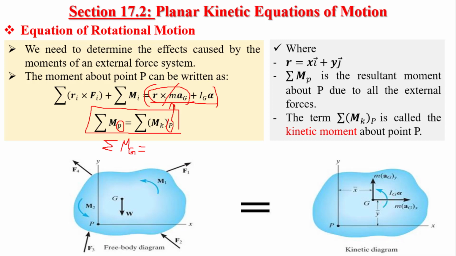Because now at point G, we have only one term, which is the angular acceleration that creates moment about G. The acceleration in the y-axis and the acceleration in the x-axis pass through point G, so there is no arm that creates moment. So this is equal to Ig multiplied by alpha. If I take it about point B, yes, we have moment due to acceleration and moment due to angular acceleration. If I take it about the centroid, then we have moment only due to angular acceleration.